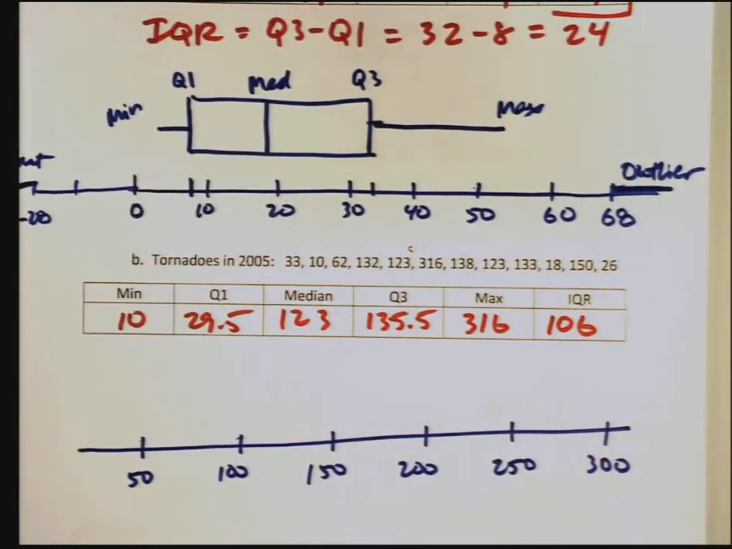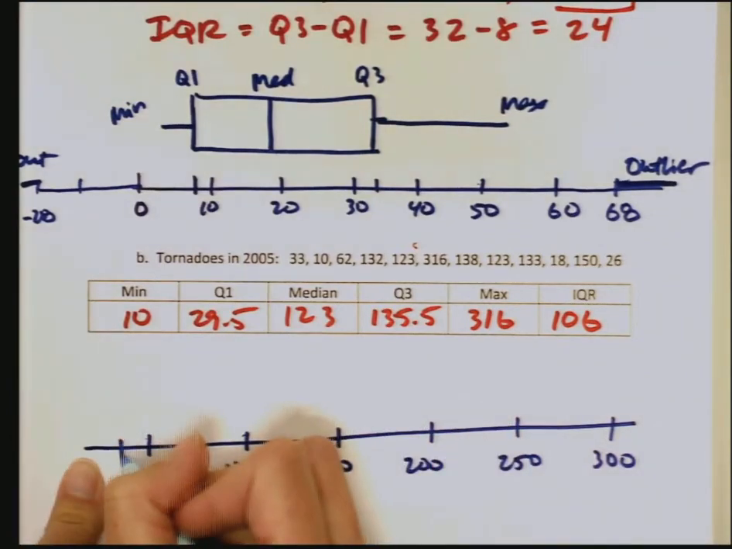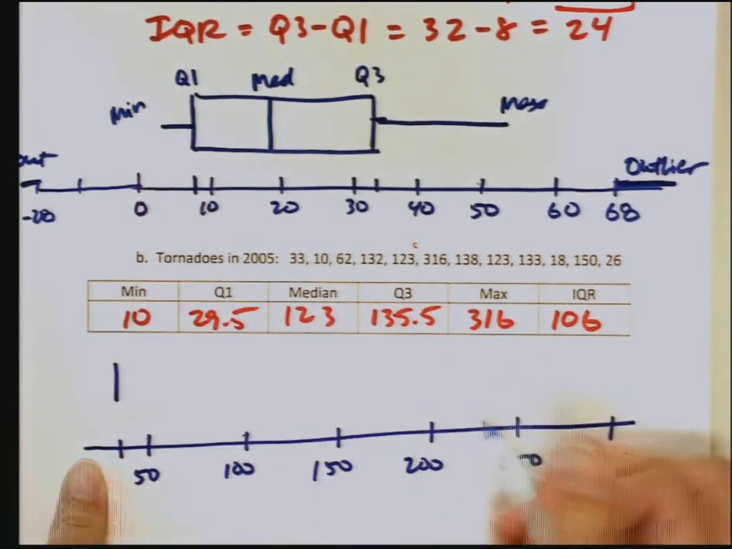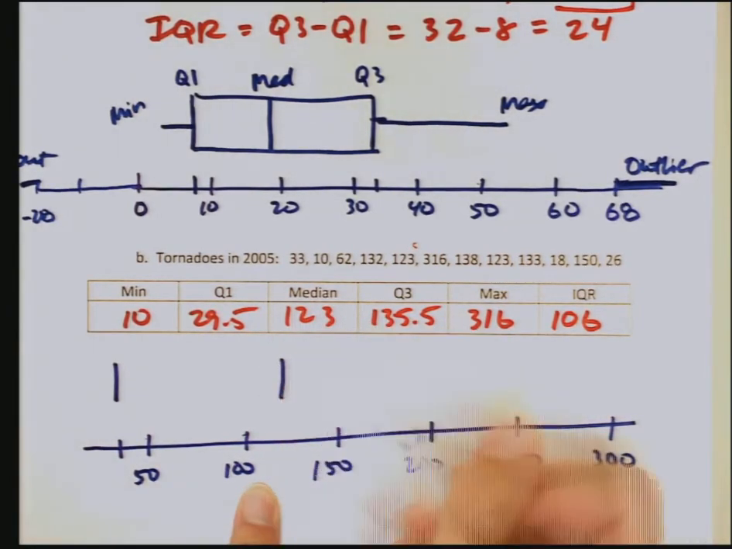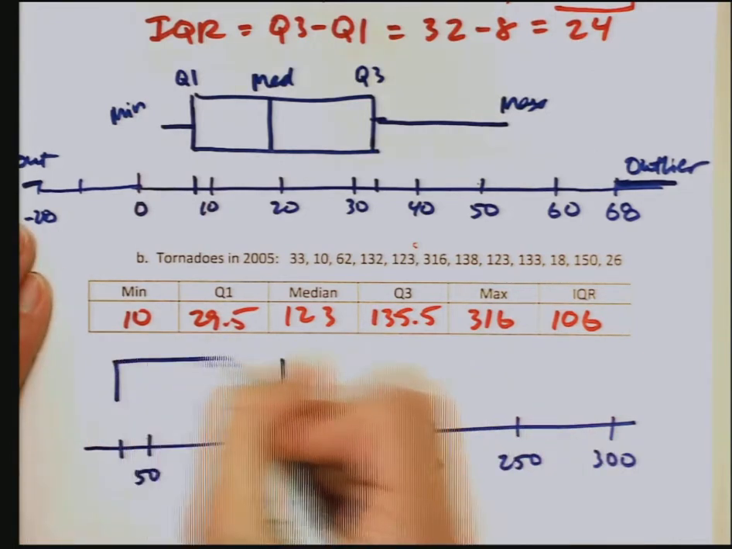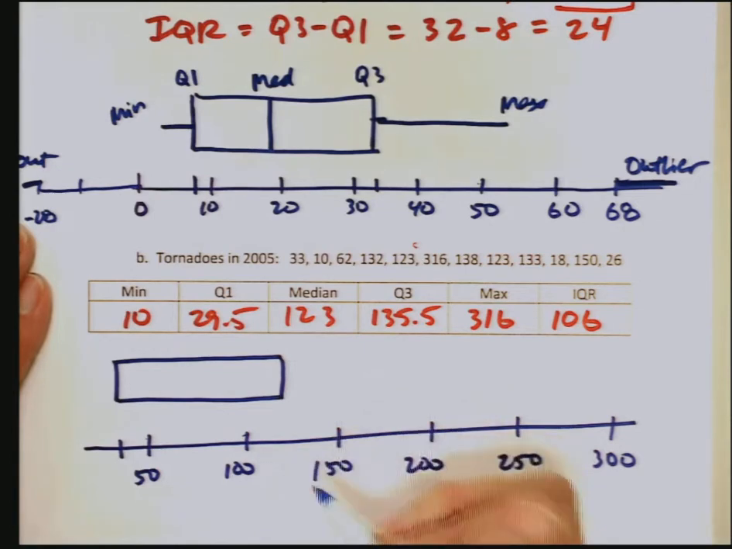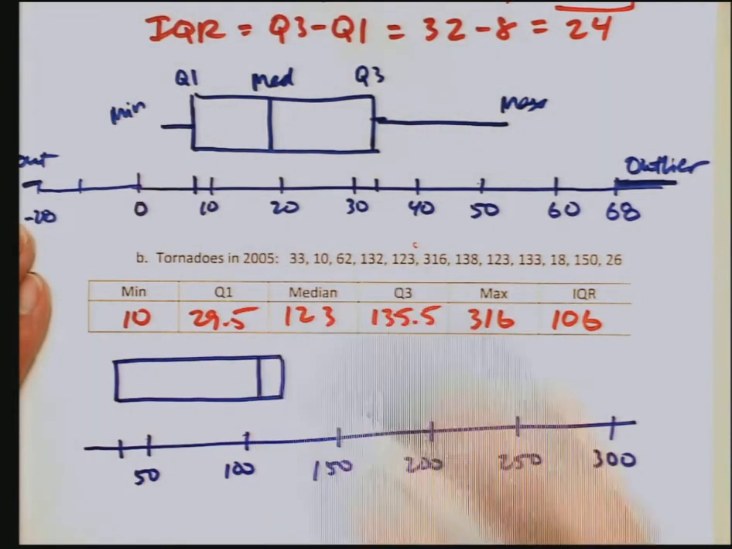Okay, so as I put my box plot together, I need quartile 1. I'm just going to ballpark it. That'd be 29.5, so roughly here. Quartile 3 is at 135.5, so roughly here. I'm going to go ahead and construct my box. My median is at 123. Look how close those two are. At 123, which is over here.